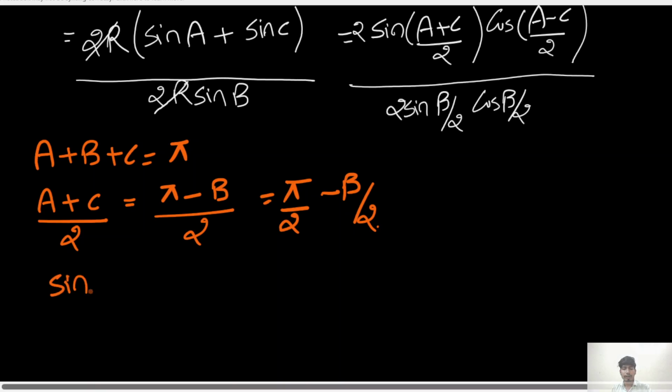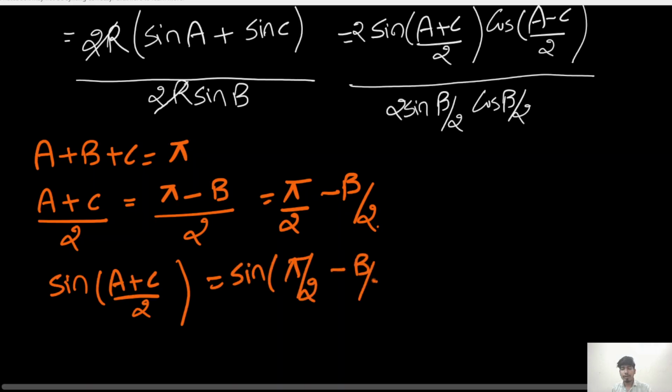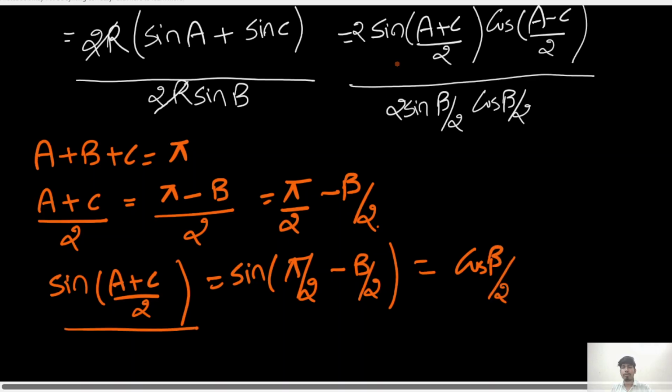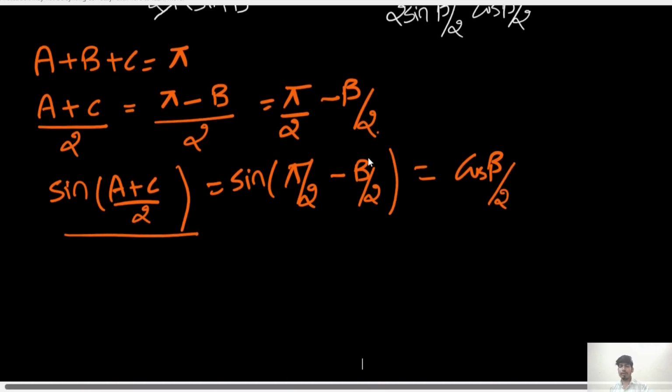Then sine of (a plus c) upon 2 is equal to sine of (pi upon 2 minus b upon 2), and we know this is equal to cos of b upon 2. Okay, then put sine of (a plus c) upon 2 as cos b upon 2. Okay, students, so what do we get?